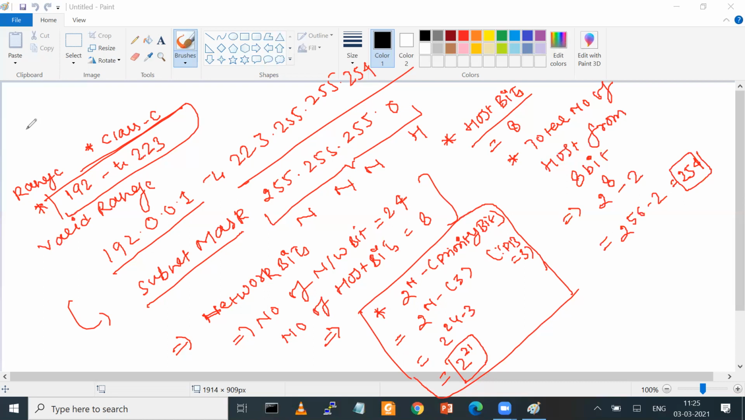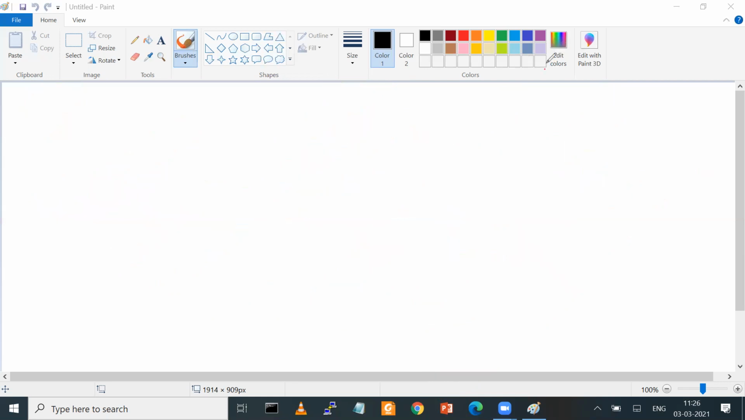So class C we basically use for a small network, small enterprise office or home network where users are quite few. And class B is for a mid enterprise network where we require a good number of users and IPs. Class A is for a large network where the number of users is quite large. So this is about classes A, B, C. I think everyone understands this so far.